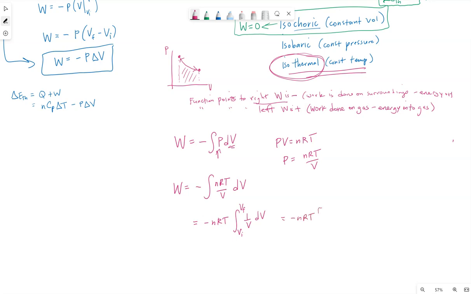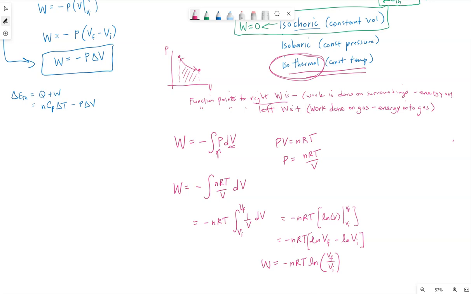The integral of 1 over V is going to be the natural log of V. So we end up with negative nRT times the natural log of V final minus the natural log of V initial. The natural log of a number minus the natural log of another number can also be written as the natural log of V final over V initial, so the first number divided by the second.